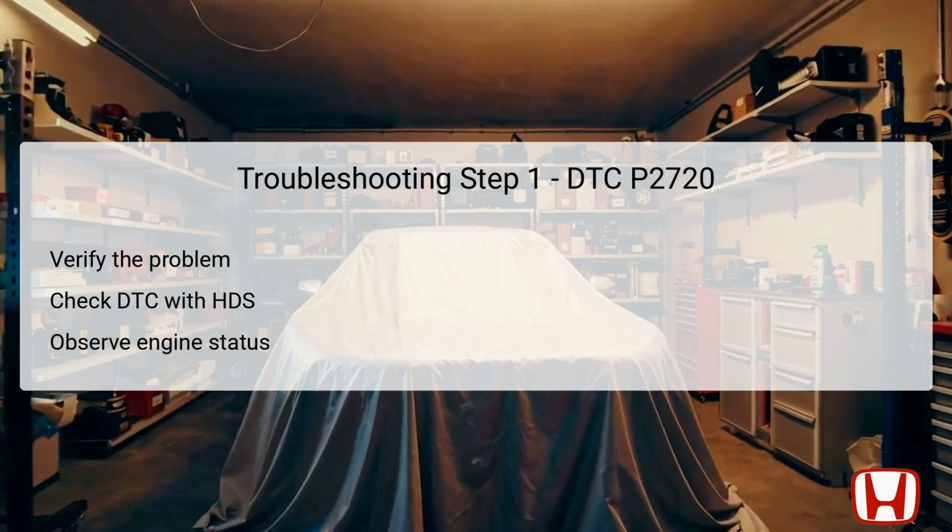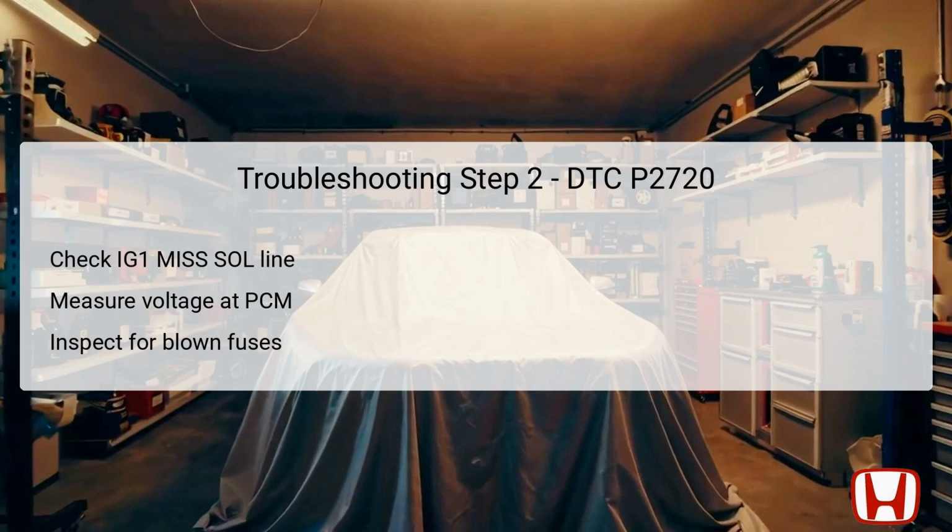If DTC P2720 is indicated upon this check, it confirms that the failure is persistent, necessitating further action and troubleshooting steps. Conversely, if it does not appear, it may indicate an intermittent failure, and you should refer to any recorded freeze data for diagnostic insight, possibly attempting to reproduce the issue under those specific conditions.